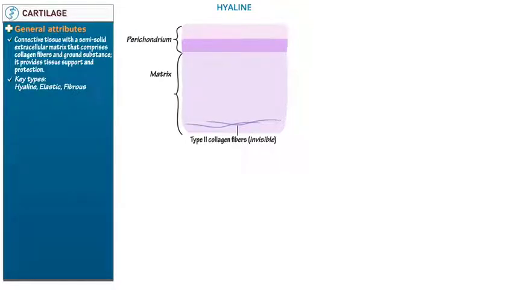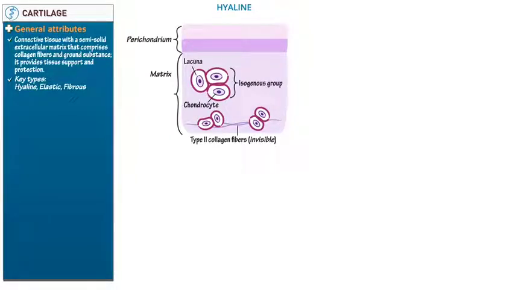Next, within the matrix, draw a few lacunae. Inside of them, draw chondrocytes, which are mature cartilage cells that generate and maintain the matrix. Next, label the cluster of chondrocytes as an isogenous group.